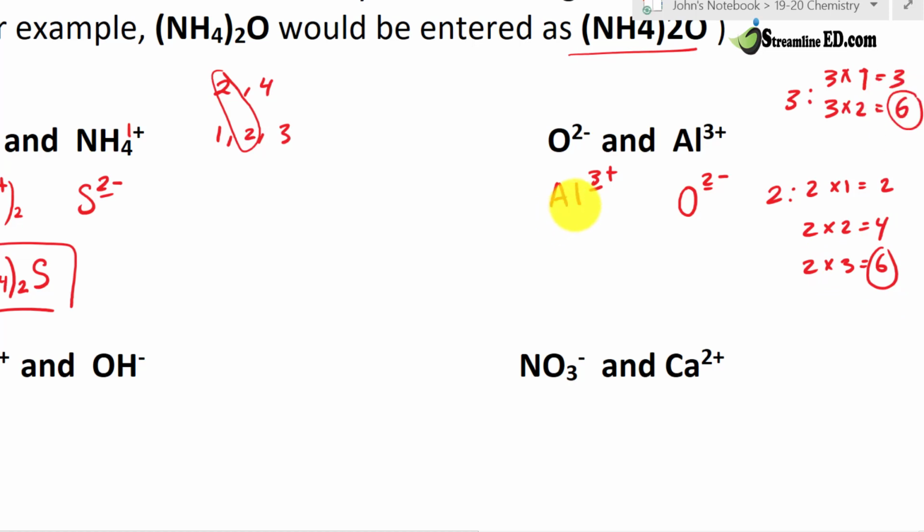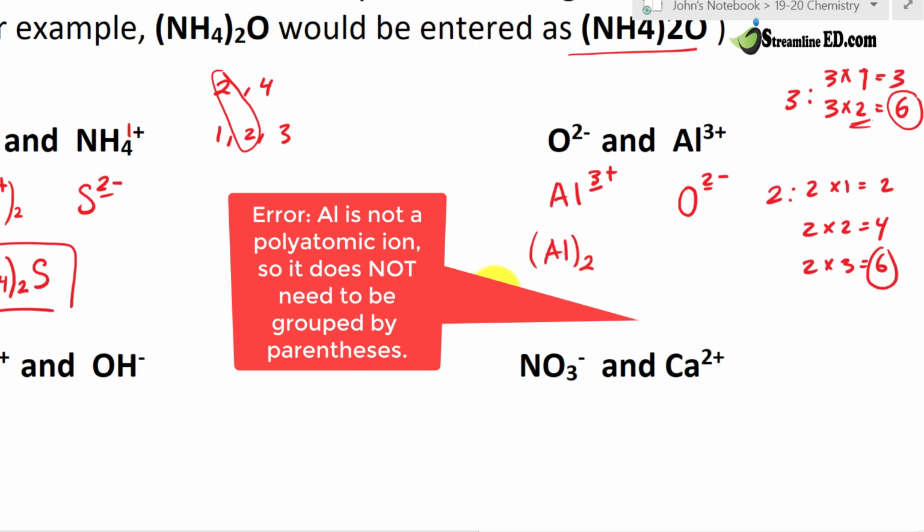Now, let's go back and look at this. 3 times what will give you 6? Well, 3 times 2 give you 6. So that tells you right there, 3 times 2 give you 6. That means there are 2 of Al plus. And as you write your compound, we don't write down the charges anymore. Okay? We already know the charge is going to be 3 plus.